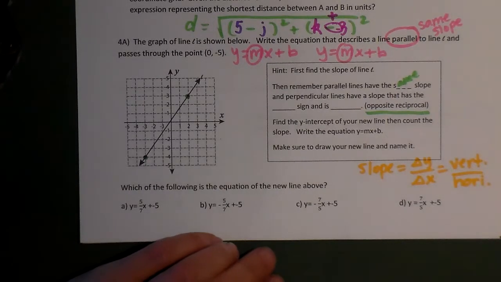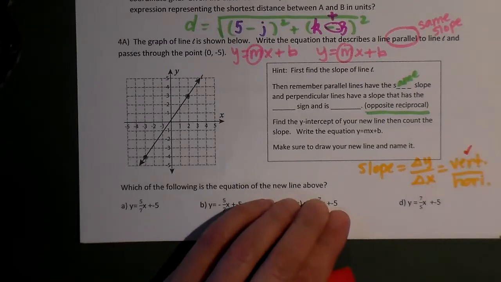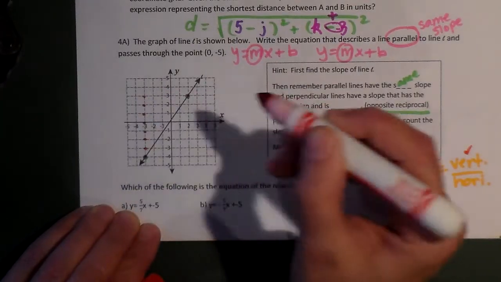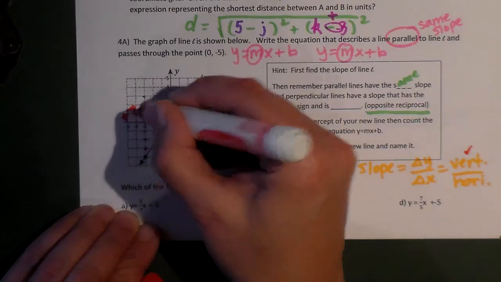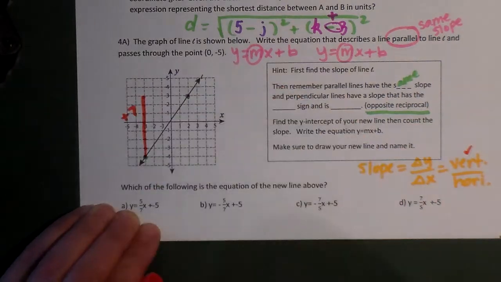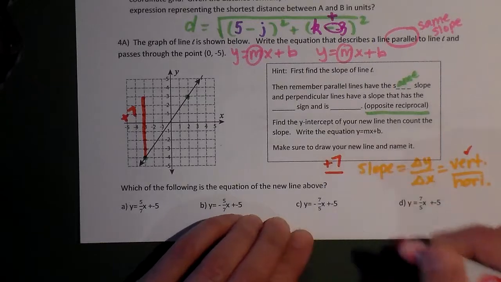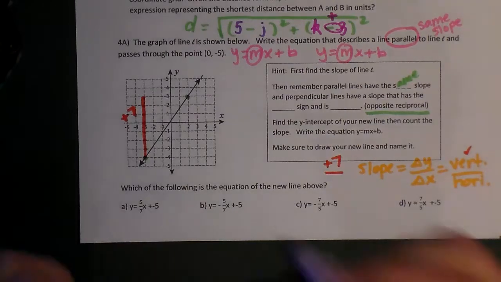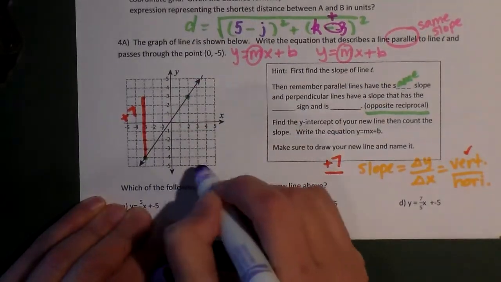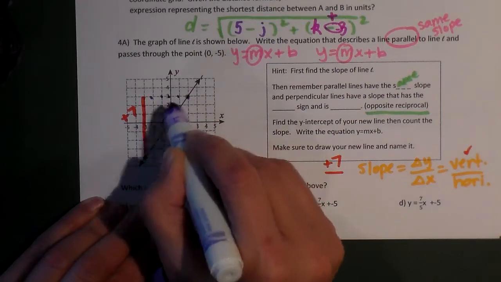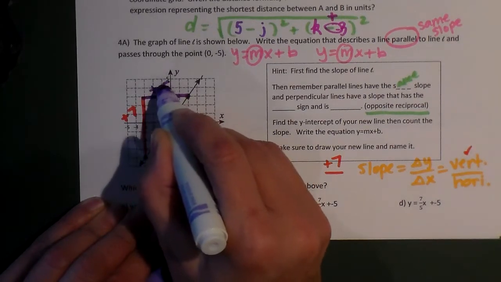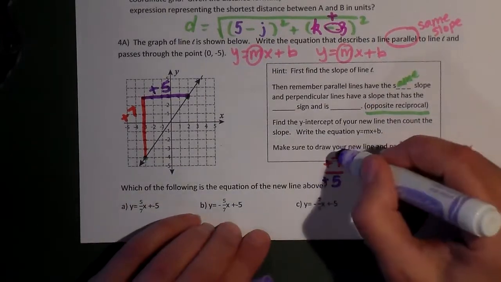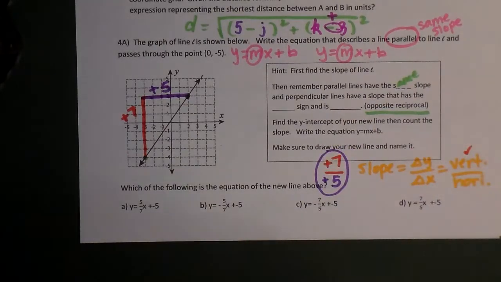Let's go vertical first. To get from here to here, I'm going up 1, 2, 3, 4, 5, 6, 7. So that's a positive 7 vertical climb. My slope has a positive 7 on the top of it. Now let's look at my horizontal slide. To get from here to here, I go 1, 2, 3, 4, 5. I'm going to the right 5. That is a move of positive 5. So my slope is actually going to be positive 7 over positive 5.